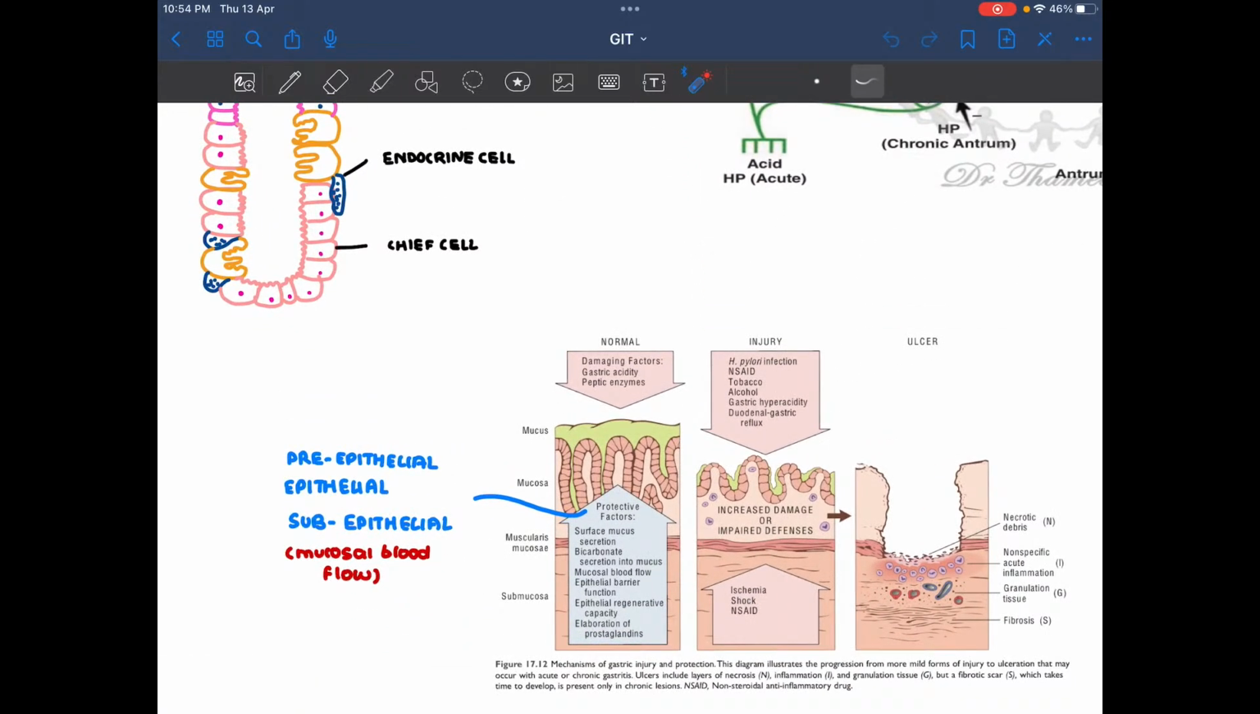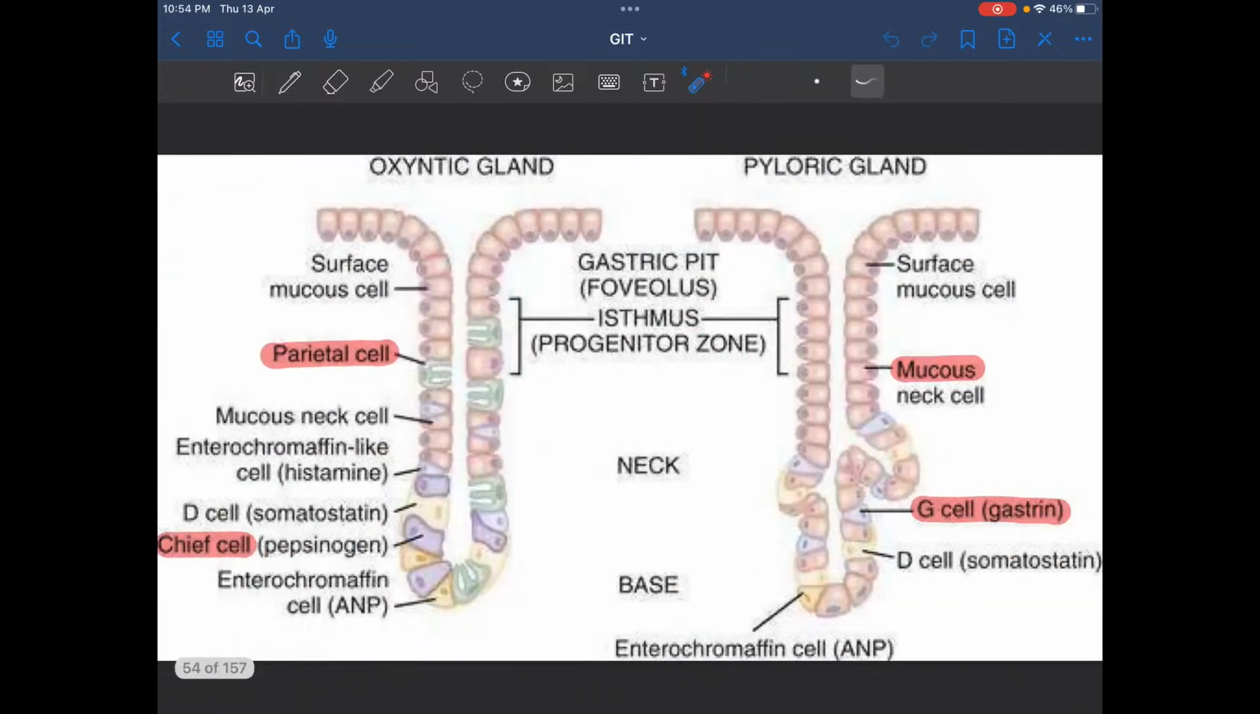Just remember that here the gastric mucosa is obviously covered by a mucus, okay? So we have three types of barriers. We have a pre-epithelial barrier, above the epithelium. Obviously, we have the epithelial barrier, which has our stem cells, and we have a sub-epithelial barrier, which is mainly mediated by a mucosal blood flow, okay? So what are the different protective factors? We're going to see that.